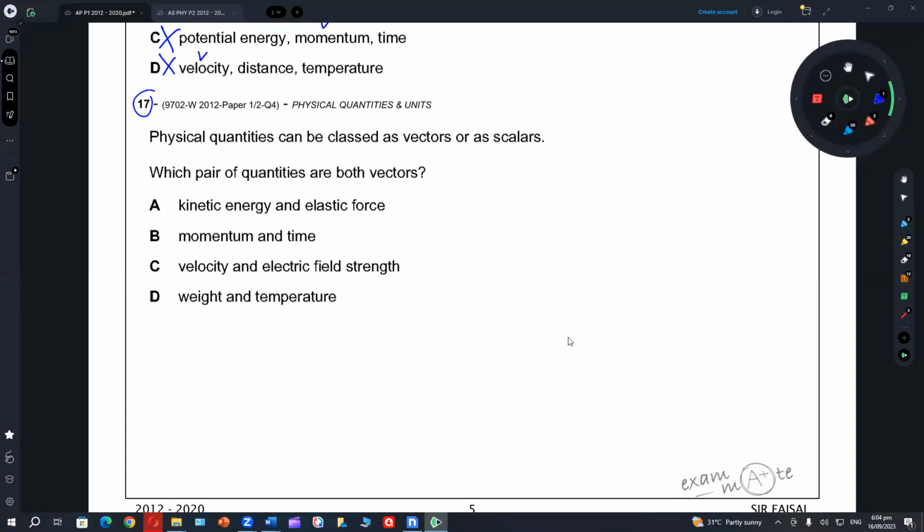Which pair of quantities are both vectors? Kinetic energy and elastic force: force is a vector, energy is a scalar. Momentum is a vector, time is a scalar. Velocity is a vector, electric field strength is a vector, weight is a vector, and temperature is a scalar. So please respond on the chat, what answer do you think should be there?